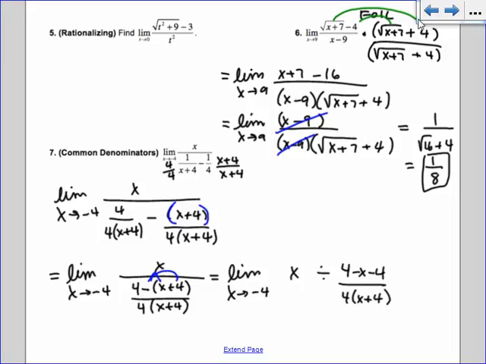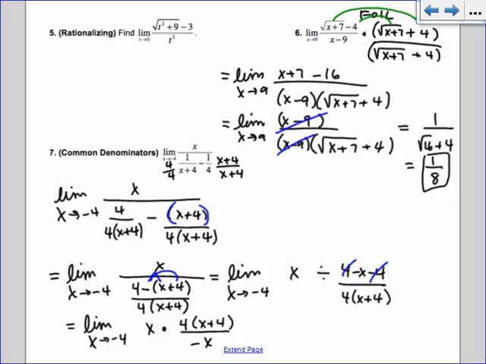So when you have the 4 minus x minus 4, the 4 and the minus 4 go away. So now you have the limit as x goes to negative 4, and you have x times, so when I had divided by a fraction, I'm going to multiply by its reciprocal. I'm going to flip it. So I'm going to have 4 times x plus 4 all over negative x.